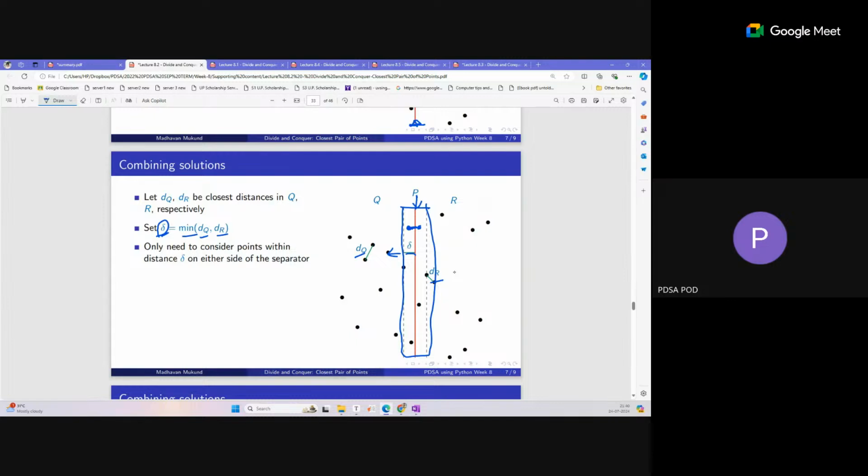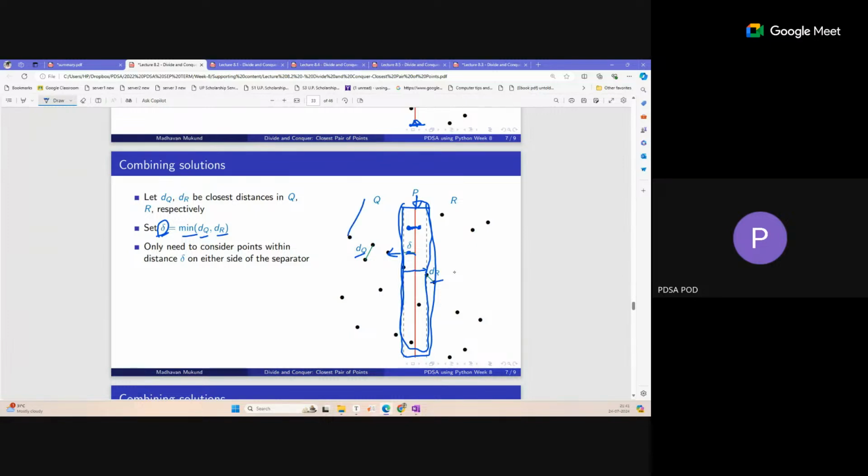Okay, so because of that, we are only looking at this delta value to the left or delta to the right side. So this area we will only check, and in this area, we will calculate the distance for only those points that are coming. We will not check the remaining points.